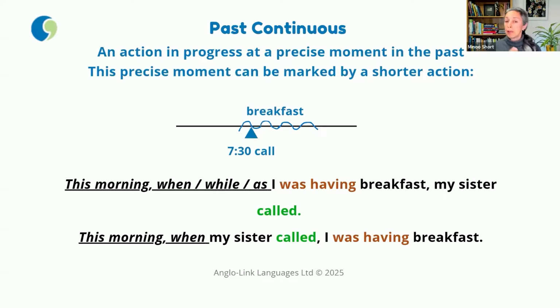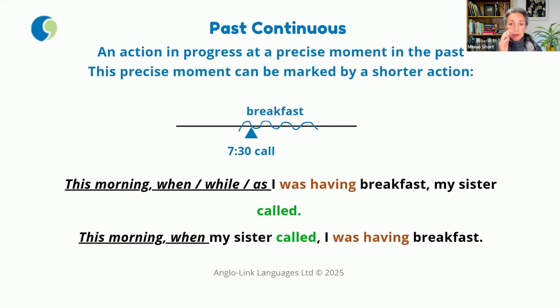For example, this morning, when or while or as I was having breakfast, my sister called. Or this morning, when my sister called, I was having breakfast. So whichever way you combine these two actions with each other, the long one is in the past continuous and the short one in the past simple.